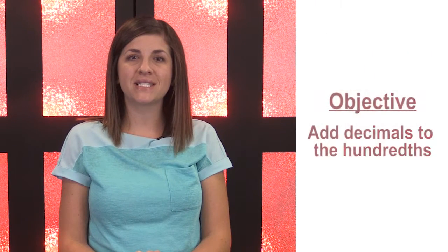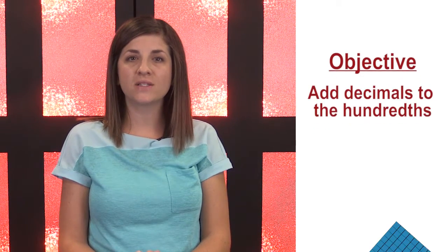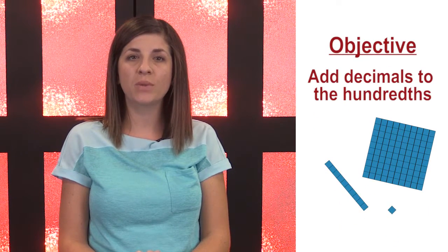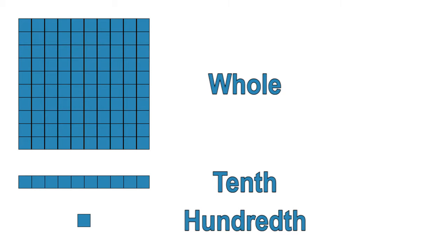The objective of this lesson is to add decimals to the hundredths. In previous lessons, students represented decimals using place value blocks. In this lesson, the flat will represent a whole, the rod will represent a tenth, and the unit cube will represent a hundredth. Pictorially, the flat or whole is drawn as a box, the rod or tenth is drawn as a line, and the cube or hundredth is drawn as a dot, also known as the box line dot method.